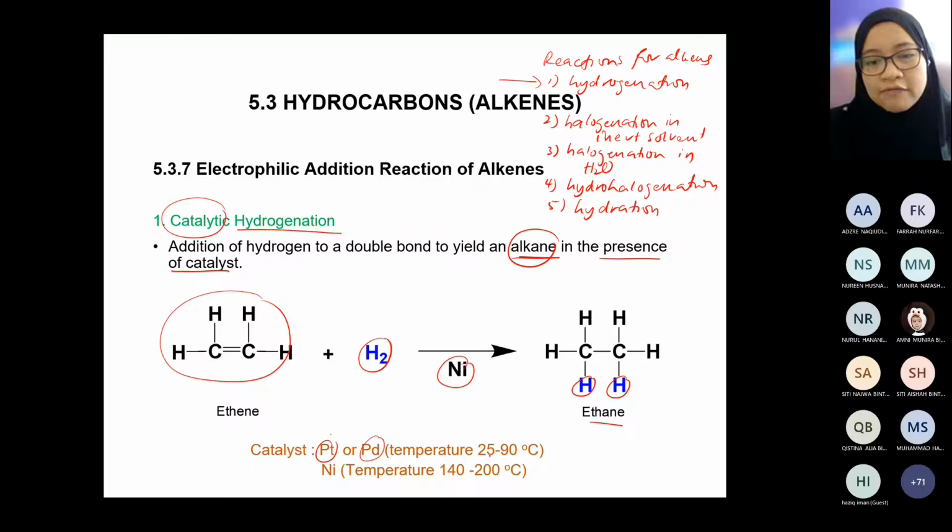If you are using platinum or palladium, this is the temperature you have to take note of: 25 to 90 degrees Celsius. If you are using nickel, then the temperature should be 140 to 200 degrees Celsius, which is higher than for platinum and palladium. Make sure that you have nickel when you write the equation for hydrogenation. Without the catalyst, your reaction will be considered wrong because that reaction will not produce product and will not happen in the first place.